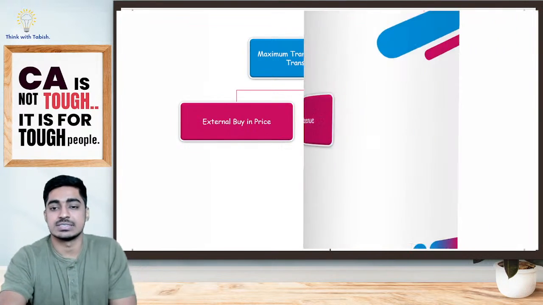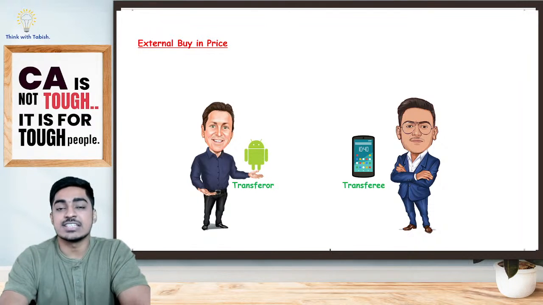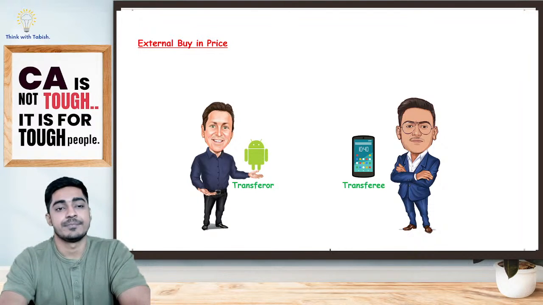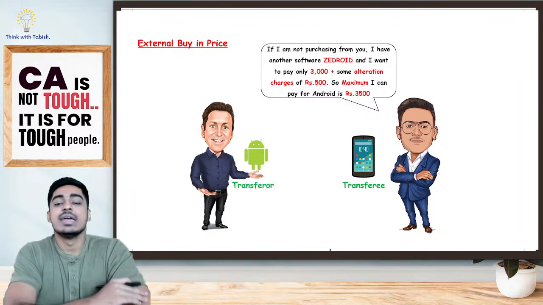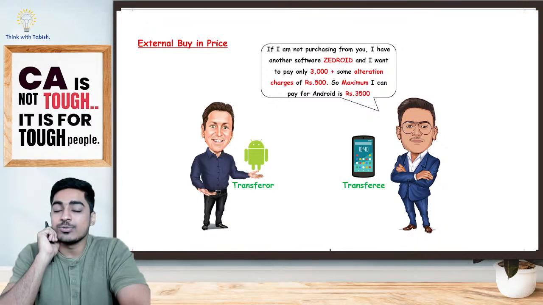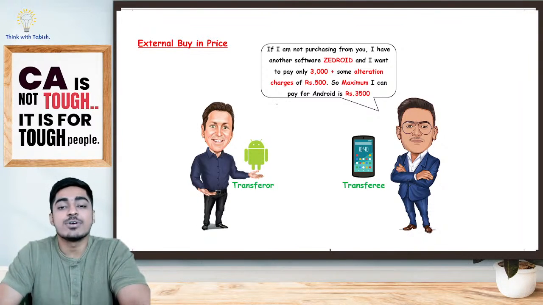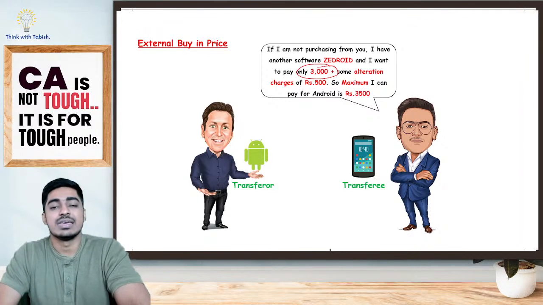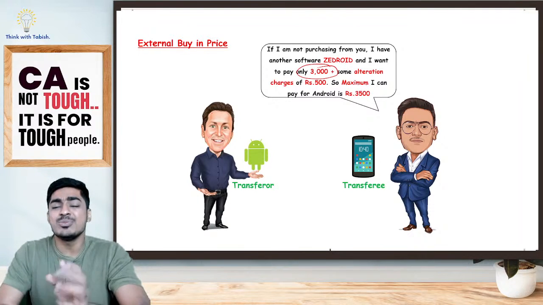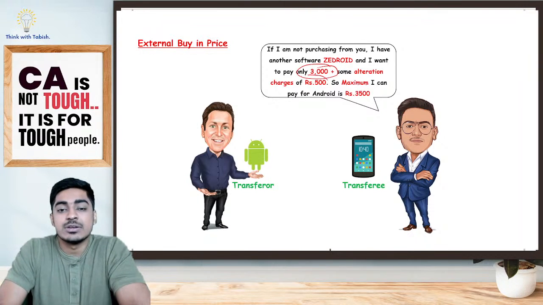Look at this. Now we have the Android division, the transferor, and the transferee, that is the mobile manufacturing division. We ask the transferee how much maximum you are willing to pay. He's telling, look at this. Outside, if I don't have Android, there is another software called Zendroid, with more or less the same features, which is available for 3,000 rupees. Because it is not that good quality, I need to make a bit of alteration. For that, I've kept an employee for which I'll be incurring 500.